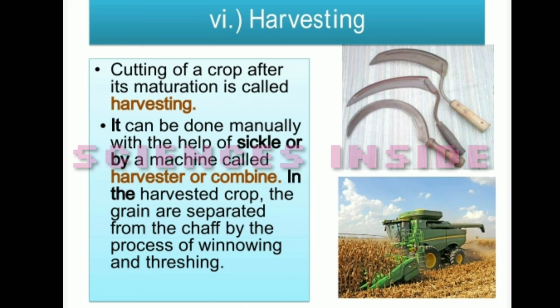In the harvested crop, the grains are separated from the chaff. The process involves winnowing and threshing. Winnowing involves dropping the grain from a height such that the heavier grain falls on the ground and the lighter chaff is carried by the wind.